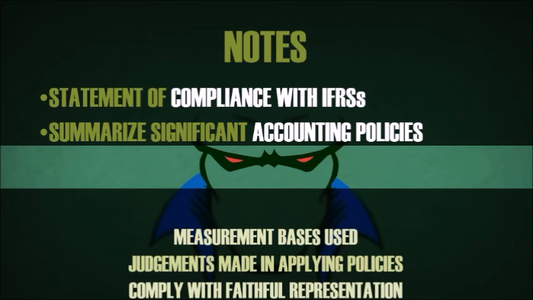For measurement basis, you can use historical, present value, or fair value. Judgments made for policy making can involve how the estimates are made and the logic behind it. Supporting information can include how you comply with faithful representation and completeness while reconciling beginning and ending balances.